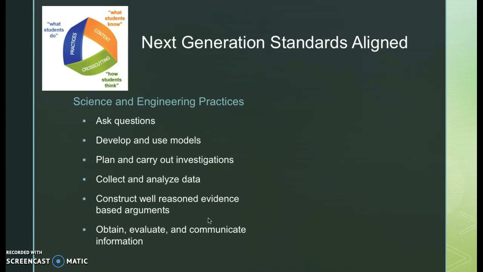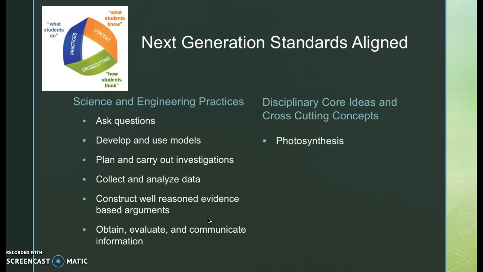The content that will be covered as the students engage with these practices includes photosynthesis, the process where light energy is converted to stored chemical energy within the chloroplast of plant cells. Cell respiration, the process whereby food molecules are broken down to create usable chemical energy for cells in the mitochondria of both plant and animal cells.